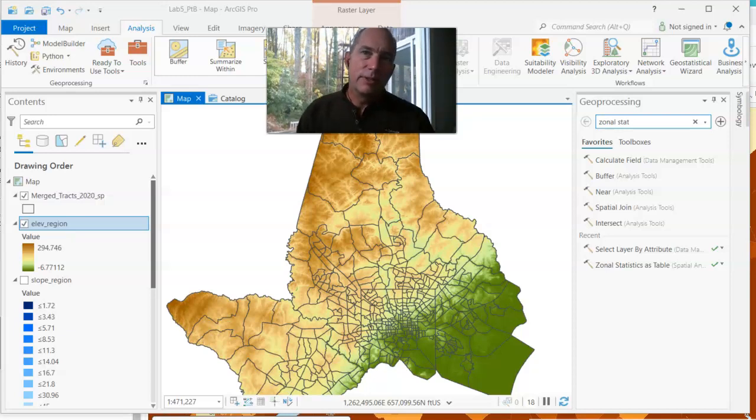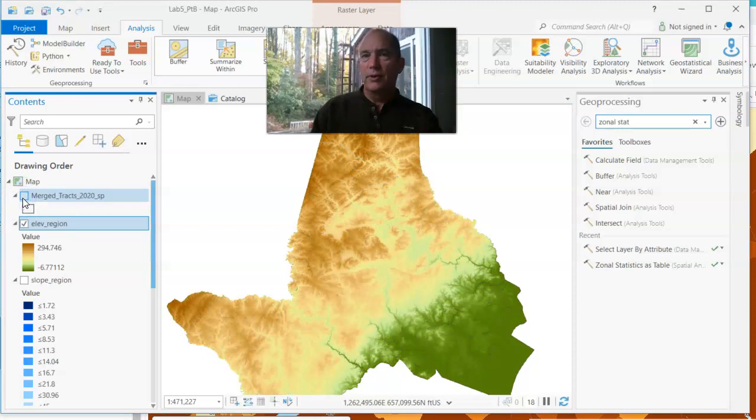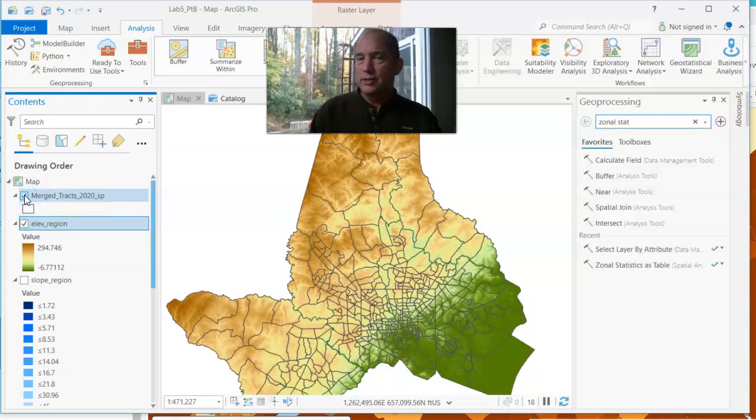The idea with zonal statistics is we're taking a raster, like the elevation raster that we work with in the lab, and we're compartmentalizing it. So in this case, we're throwing in the census tracts, and we are then asking questions about not elevation, but about tracts. And so we're saying, which tract has the highest average elevation?